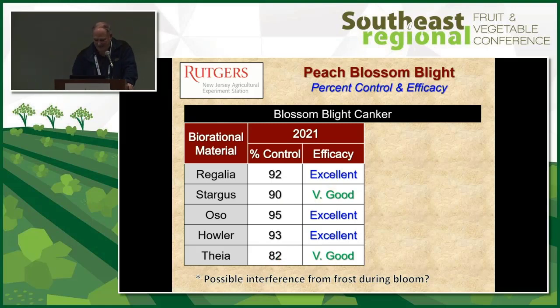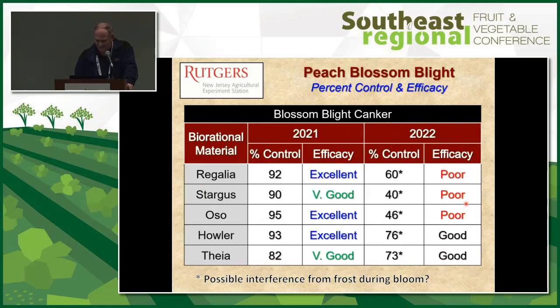Then what happened when we had the frost? Well, you could probably figure it out, right? Just by looking at those earlier numbers. Not too good. We went from 92 down to 60% control for the Regalia. Okay, so that's a 30% drop. This is a 50% drop from 90 down to 40. The Oso from 95 down to 46. A big drop there as well, about 45%. All poor efficacy, obviously, when you have that low a level of control.